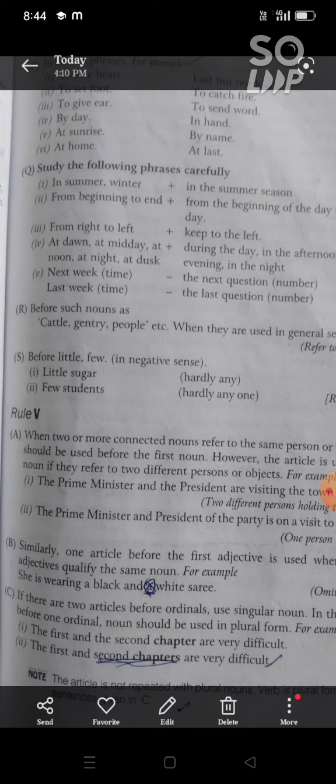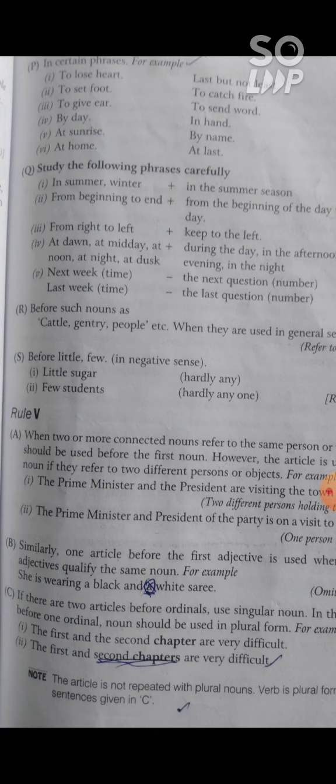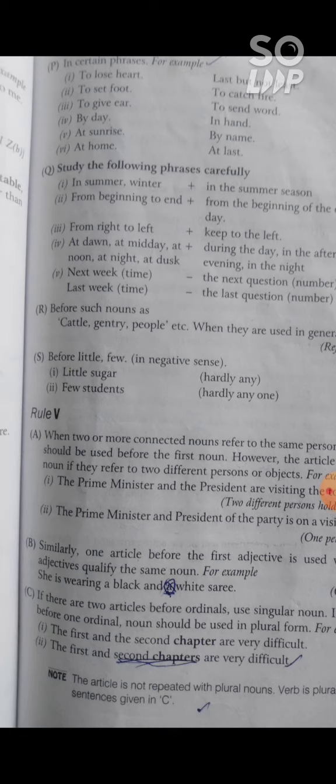For example, "she is wearing a black and a white saree" is a wrong statement here. Why? Because here it is one saree. Similarly, one article is used before the first adjective when two or more adjectives qualify the same noun. Here, saree is the only noun qualified, so we don't use more articles. We use only one article, before the first one.